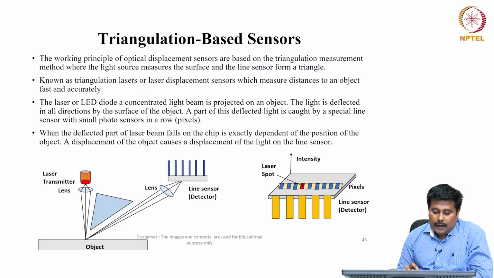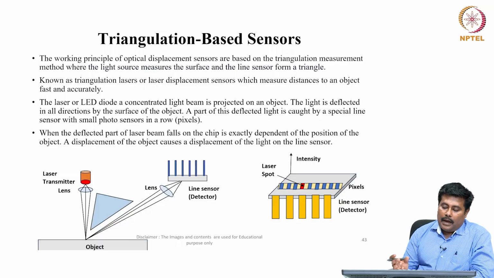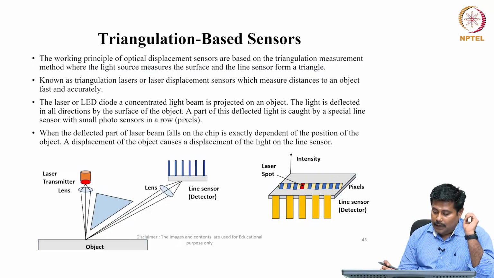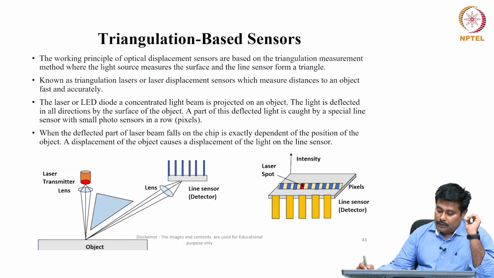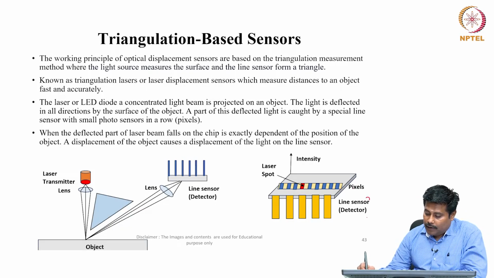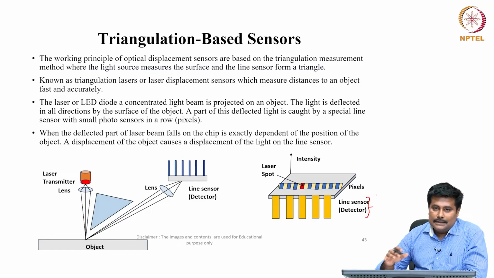The laser or LED diode, a concentrated light beam, is projected on an object. The light is deflected in all directions by the surface of the object. A part of the deflected light is caught by a special line sensor with small photosensors in a row. Where the deflected part of the laser beam falls on the chip is exactly dependent on the position of the object. So, a displacement of the object causes a displacement of the light on the line sensor. Ideally, this is a laser spot which is being integrated on the pixels, and these are a kind of line sensor. This is a representation of a line sensor detector.